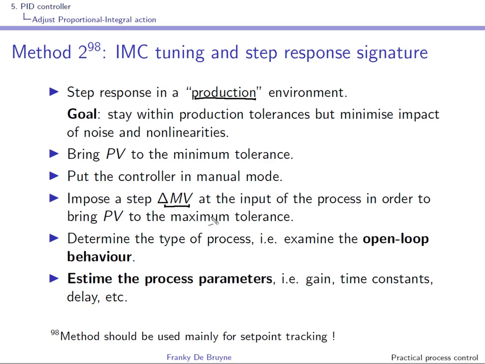Once you have the step response, you have the open loop behavior of the system and you have the signature of the system, and then you can estimate the process parameters: the gain, the time constant, the delay. Either you do this using a graphical method that we have discussed before and that you have used in the laboratory associated to fundamentals of control theory, or you use some identification package.